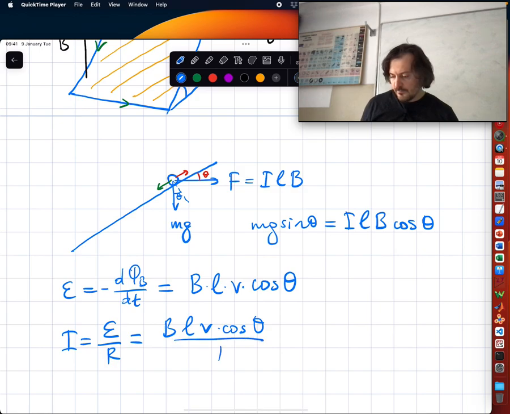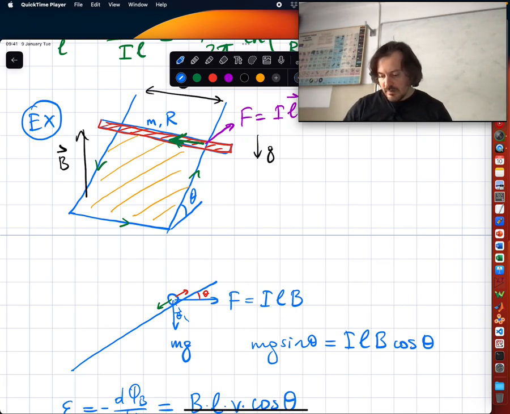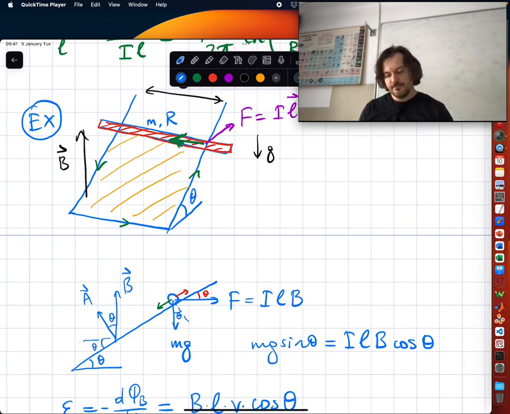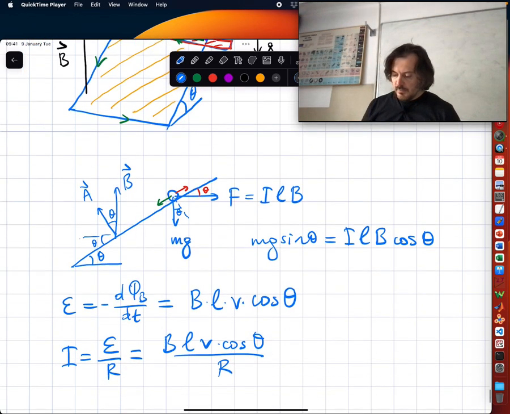So why did we take cosine? Because this is the area vector, and in between they have theta. Look, this is theta, this is the area vector, this is the magnetic field, right? Okay. So this is theta, this is theta.